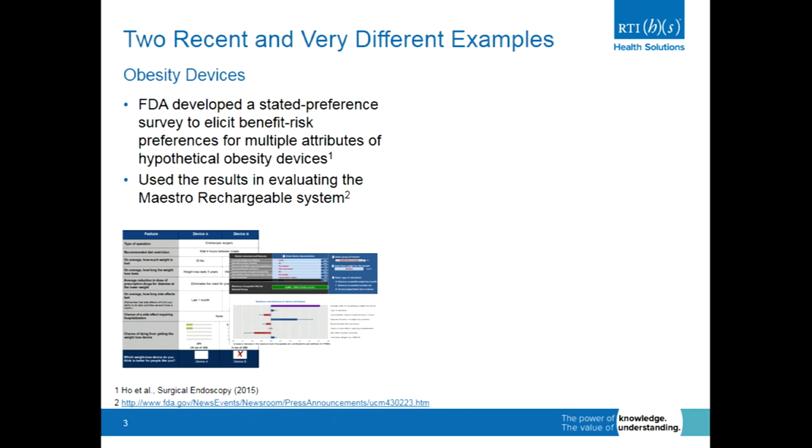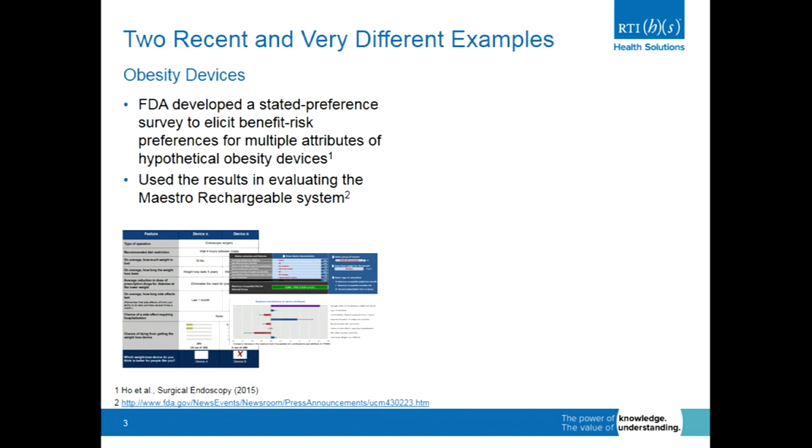This happens to be a study that FDA sponsored. They developed a stated preference study to look at benefit-risk trade-offs among different attributes associated with medical devices for obesity, for weight loss. You'll see that little box there on the right is actually a tool that came out of that study, presented in the paper on this study. And they used the tool when reviewing a device.